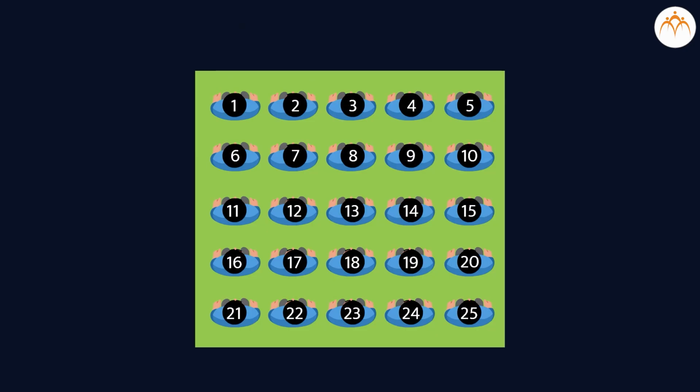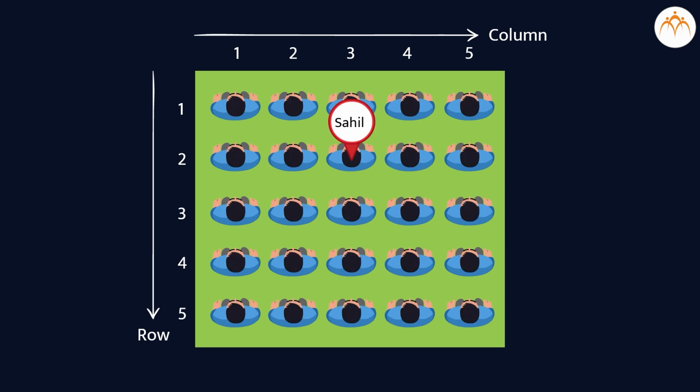There are 25 students standing on a field in 5 columns and 5 rows. Sahil is standing in the 3rd column of the 2nd row. Ajinkya is standing in the 5th column of the 1st row.